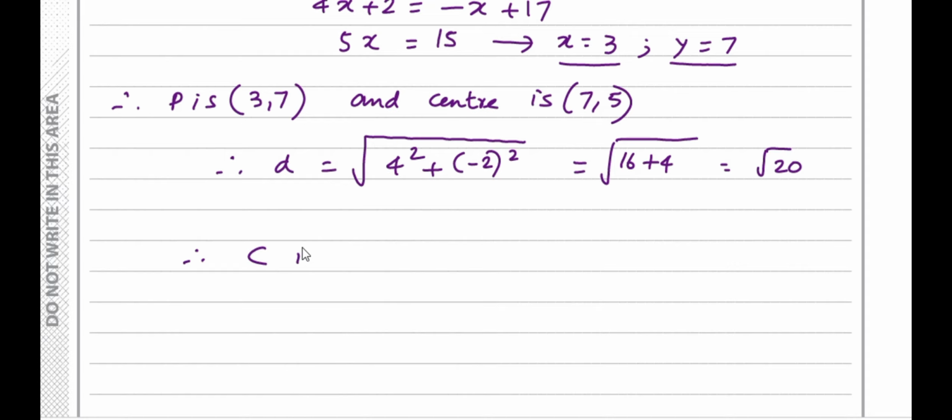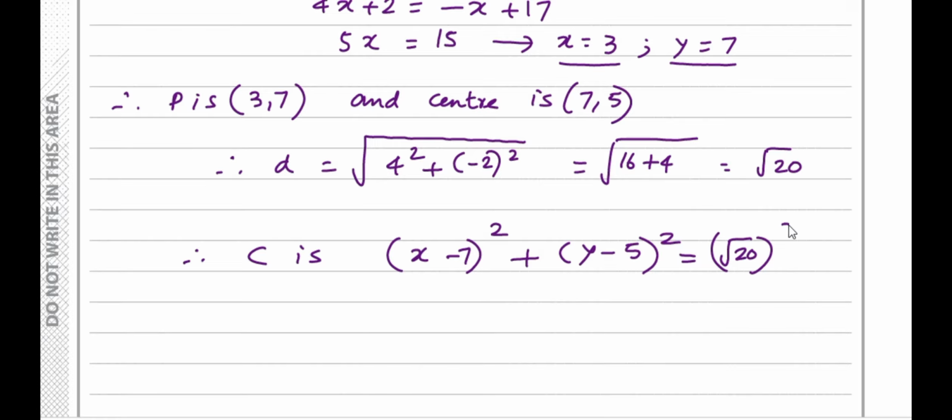Therefore, C is x minus 7 squared plus y minus 5 squared, the y coordinate of the center was 5, wasn't it? So it is equal to the square root of 20 squared, or we can also write this as just 20.